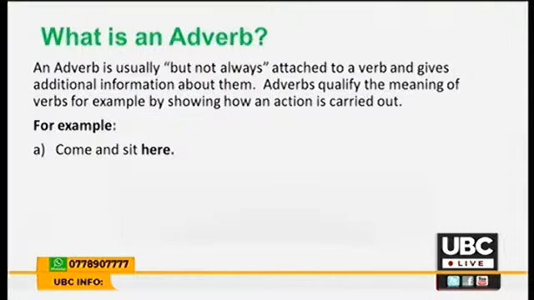For example, we have a sentence: come and sit here. I'm sure you can identify the verb there, sit. So there is a word here that is in bold: come and sit here. So it is showing place. Come and sit where? Here. So it is qualifying the sitting.